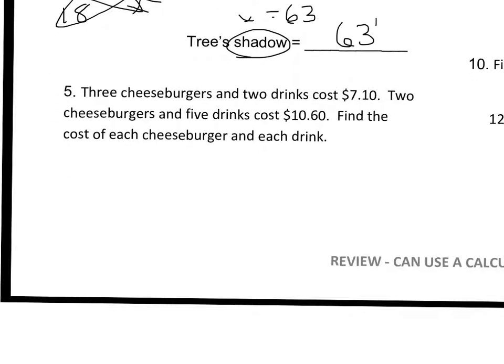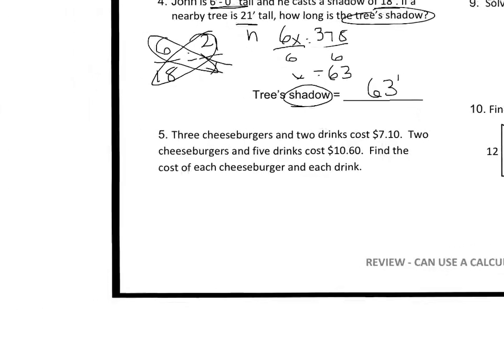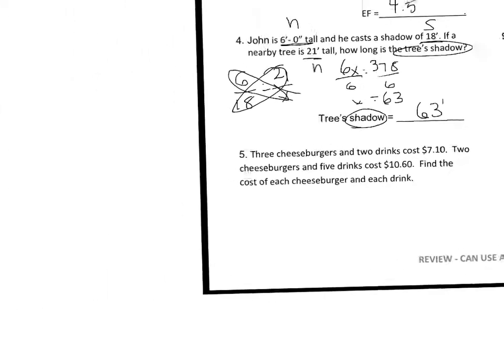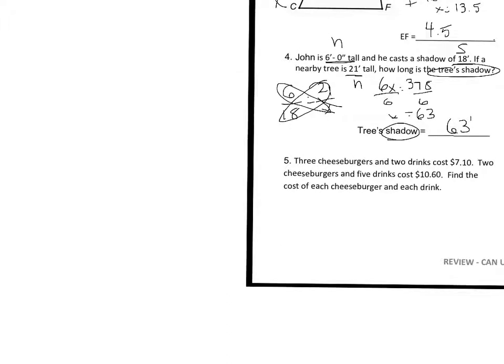Okay, so now we have our next one. 3 cheeseburgers and 2 drinks cost $7.10. 2 cheeseburgers and 5 drinks cost $10.60. Find the cost of each cheeseburger and each drink. Some of you are noticing a system of equations right here, so I'm going to spread out so I can get some room to work. So we have one equation in the top sentence and one in the bottom, so let's set this up.